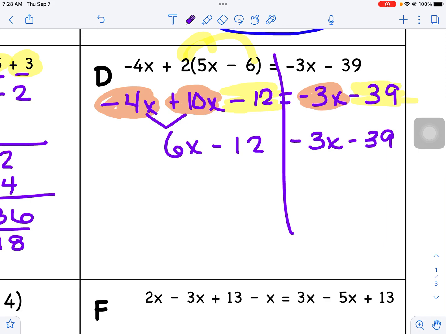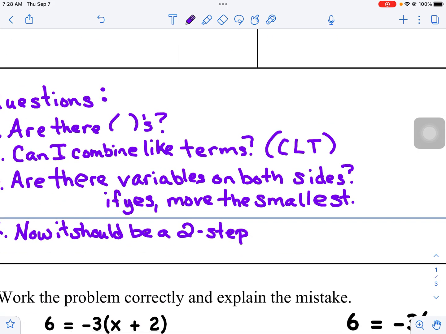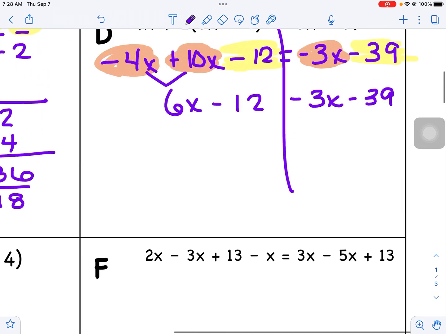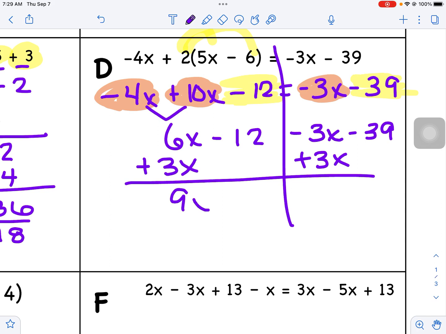On question 3, it literally says, are there letters on both sides? And it reminds you to move the smallest one. So if that's the case, negative 3 is clearly the smallest. So the opposite of subtracting 3x is to add 3x. And then when I rewrite it, it looks like a normal 2-step. And we know that means I'm going to add 12 to both sides.